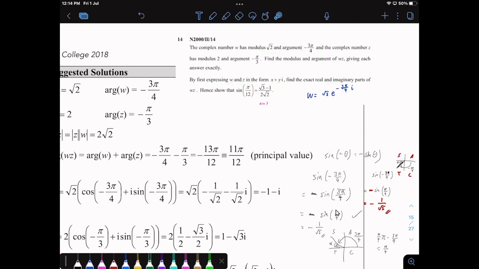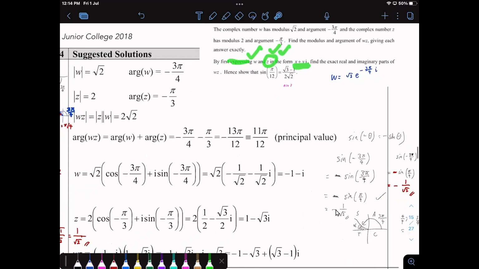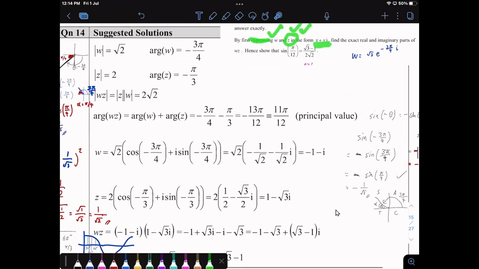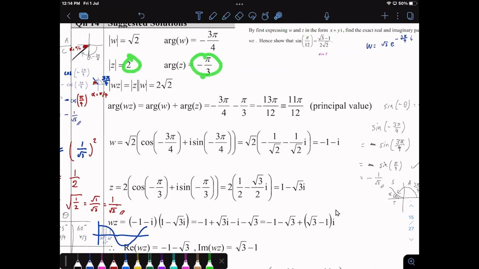Now we move on to do the same thing for Z. Express Z in the form of X plus YI. We are done with W, now it's Z's turn. So Z, what do you do? Exact same thing. You got the modulus and argument that the question gave us. So R bracket times cosine theta plus I sine theta.